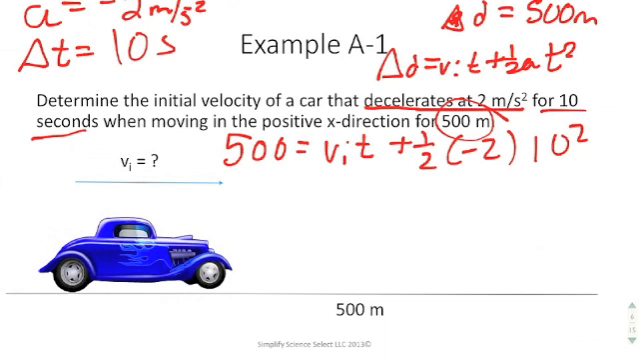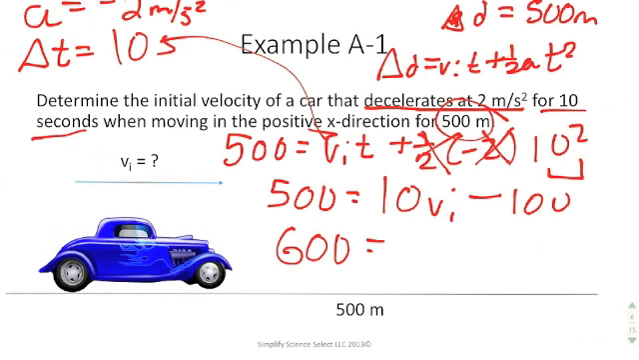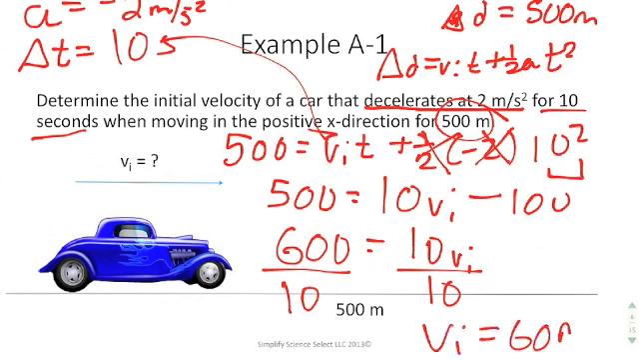So whenever you do this, you get 10 squared times 1 half times negative 2. These terms are going to cancel each other out with the exception of the negative. So you end up with 500 equals 10 VI. Forgot to substitute the 10 in there. 10 VI minus 100. Whenever you do this, this becomes 600 equals 10 VI. Whenever we add 100 to both sides, divide both sides by 10. And when we do that, we get VI equals 60 meters per second.